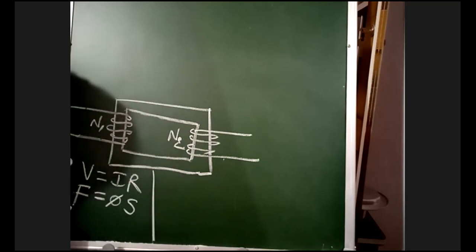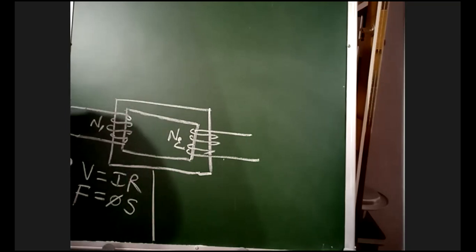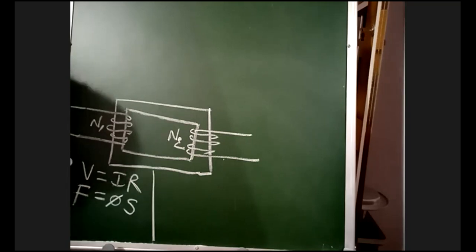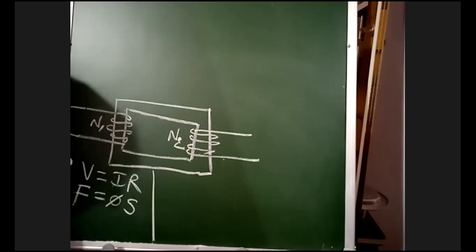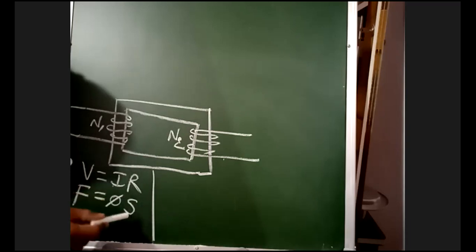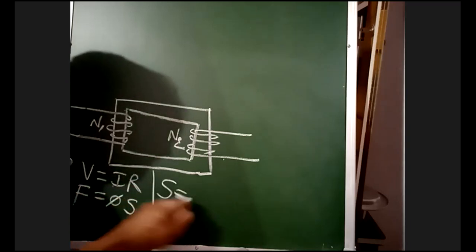F is called magnetomotive force in the magnetic field. V is called electromotive force in the electric field. I is the current in the electric field. Phi is the magnetic flux, the analogous quantity to current. For V, the analogous quantity in the magnetic field is F. For resistance, it is reluctance. S is called reluctance.